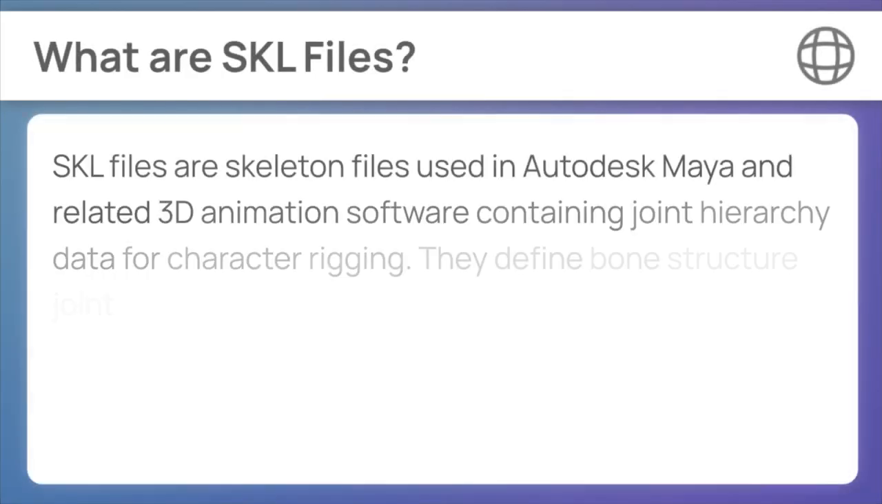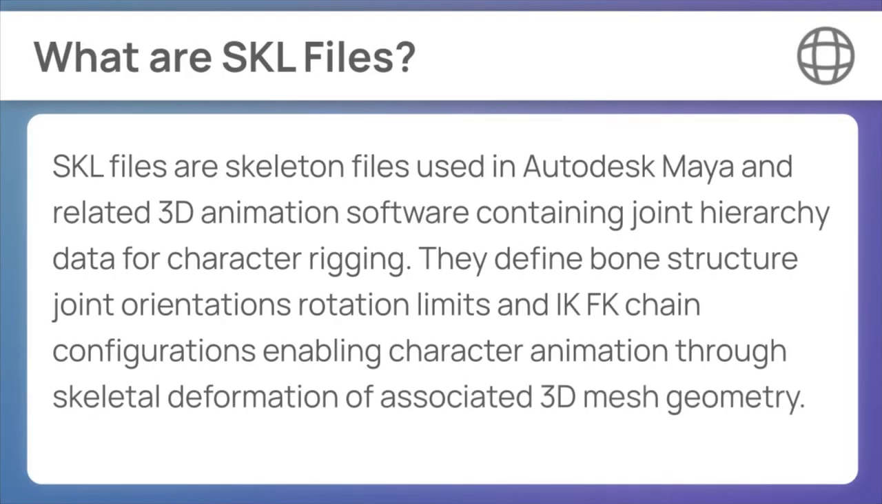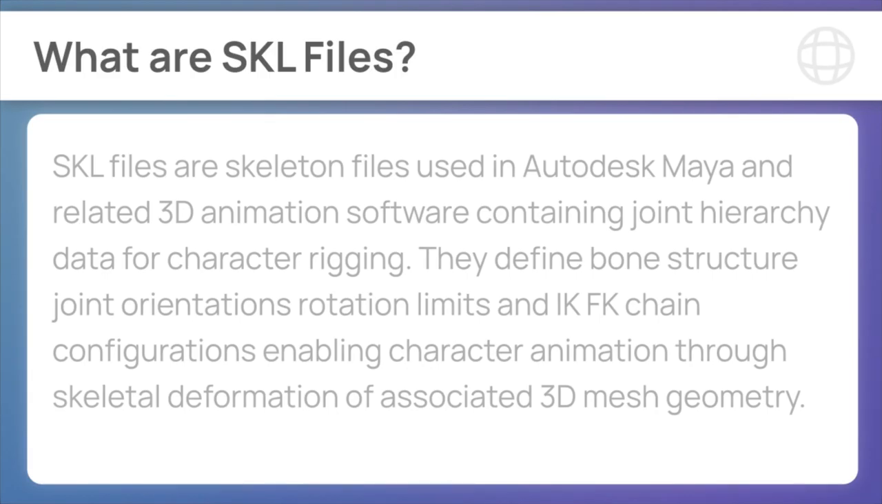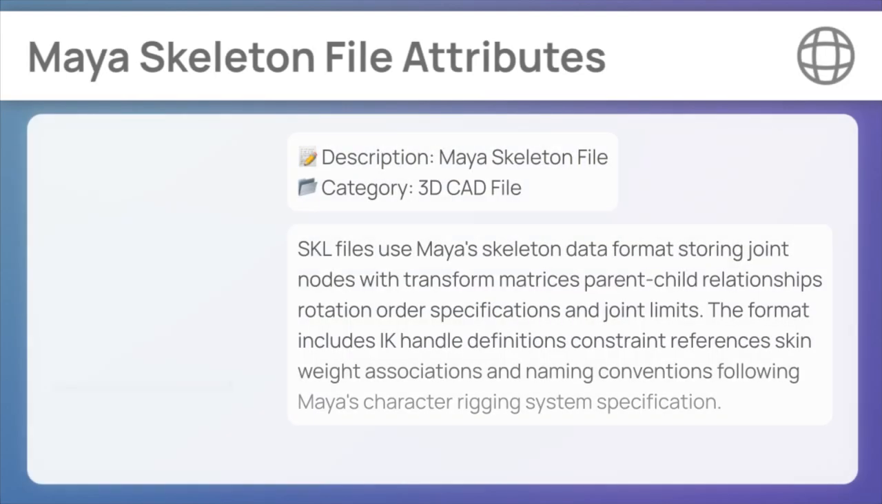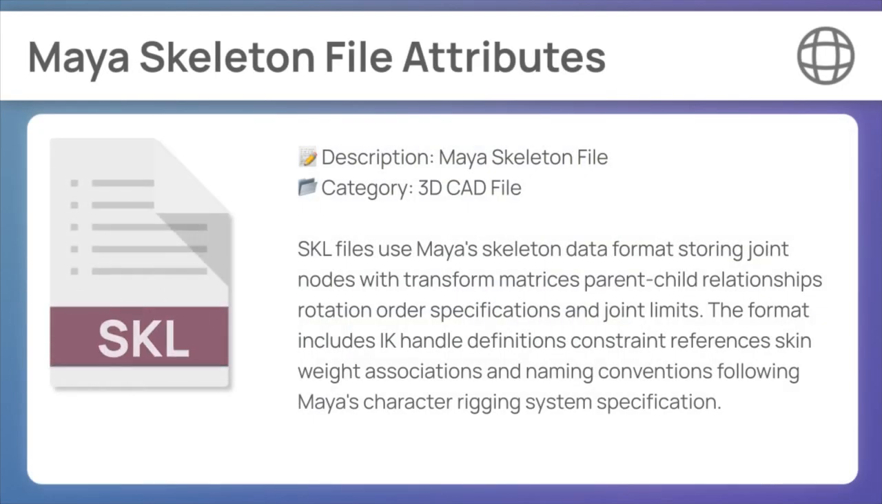SKL files are skeleton files used in Autodesk Maya and related 3D animation software containing joint hierarchy data for character rigging. They define bone structure, joint orientations, rotation limits, and IK/FK chain configurations, enabling character animation through skeletal deformation of associated 3D mesh geometry. SKL files use Maya's skeleton data format, storing joint nodes with transform matrices, parent-child relationships, rotation order specifications, and joint limits. The format includes IK handle definitions, constraint references, skin weight associations, and naming conventions following Maya's character rigging system specification.